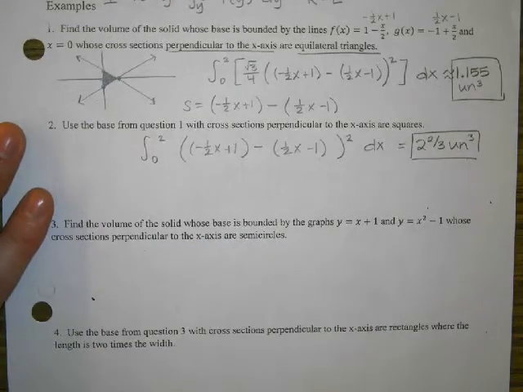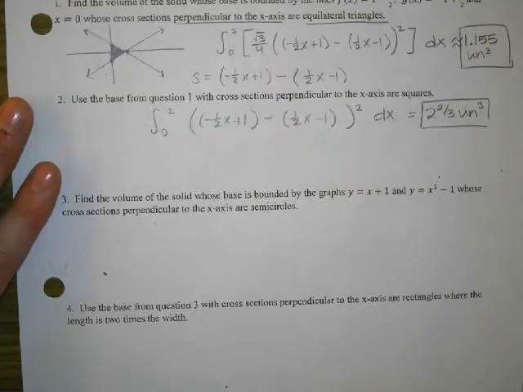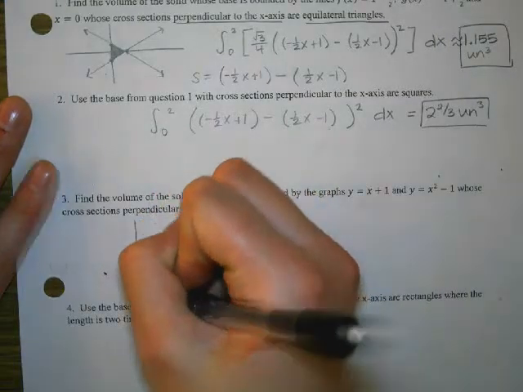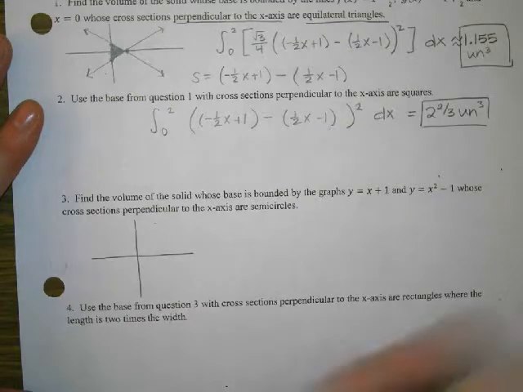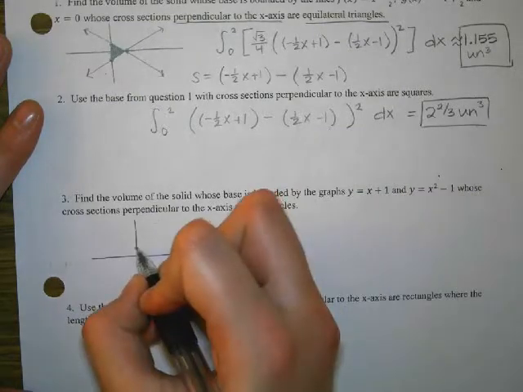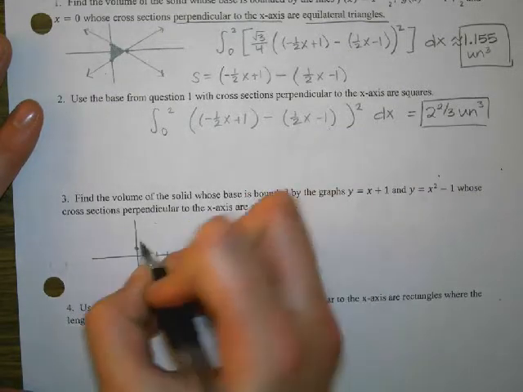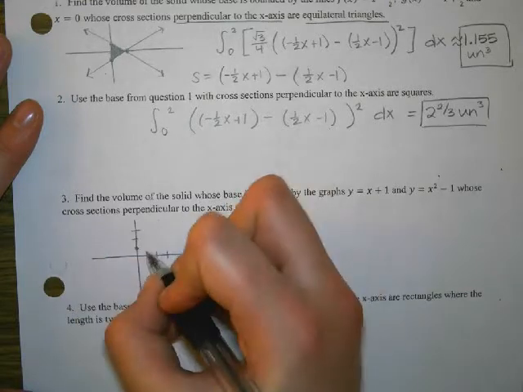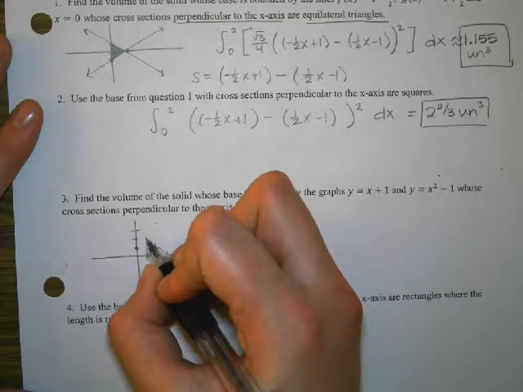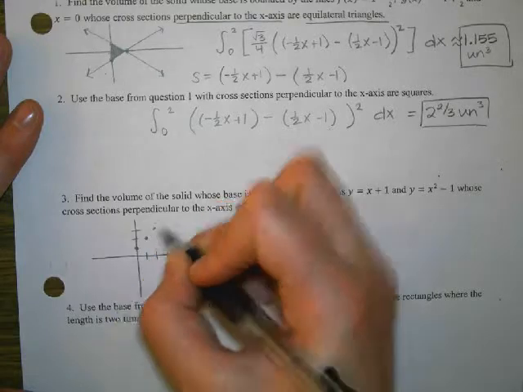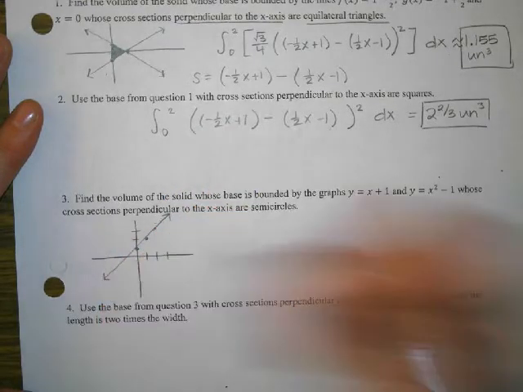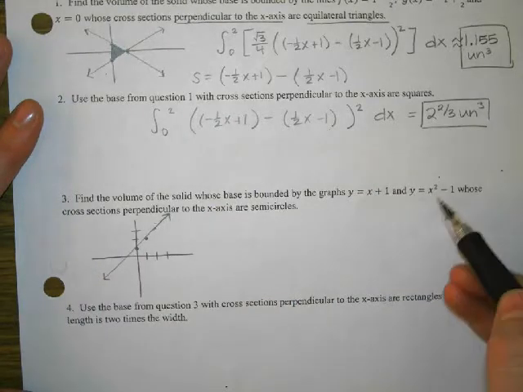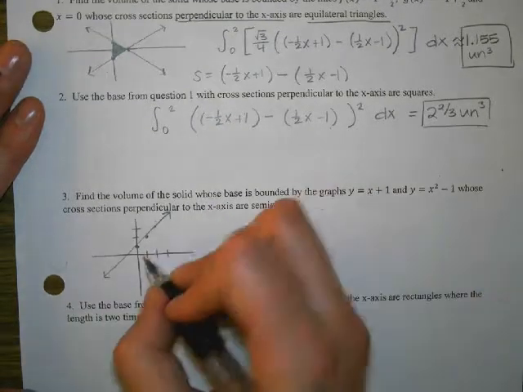All right. The next one, we have a new base, so I'm going to have to draw a picture for this one. It's bounded by the line y equals x plus 1 and the parabola x squared minus 1.